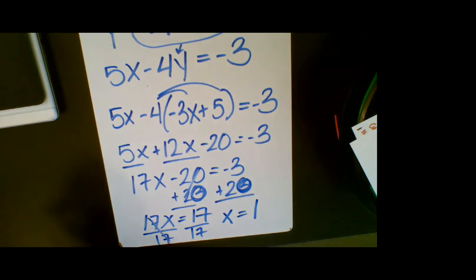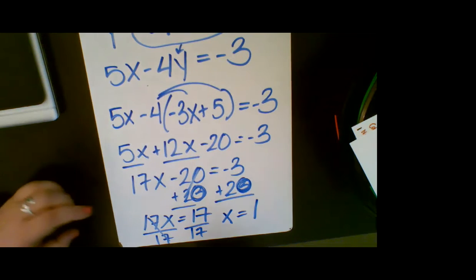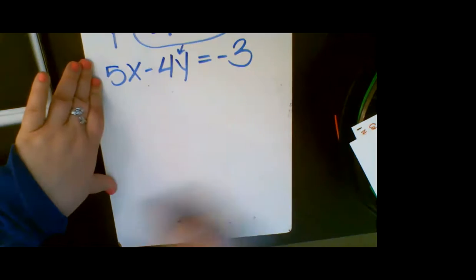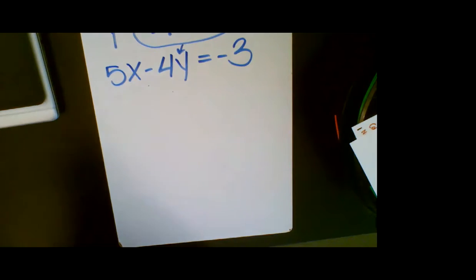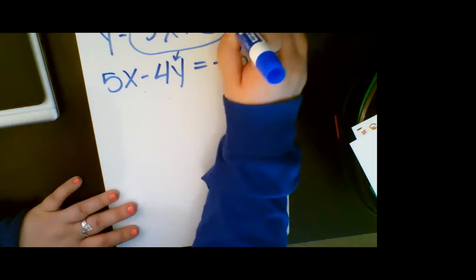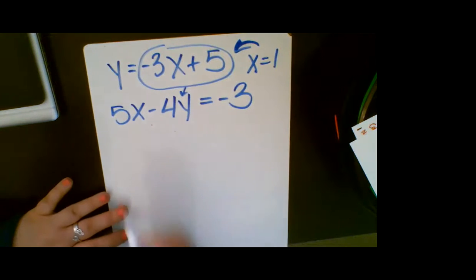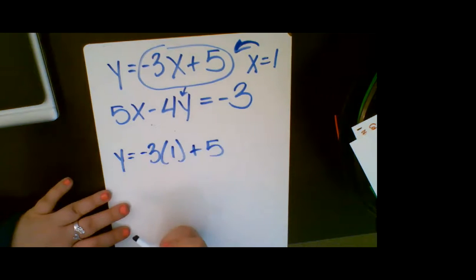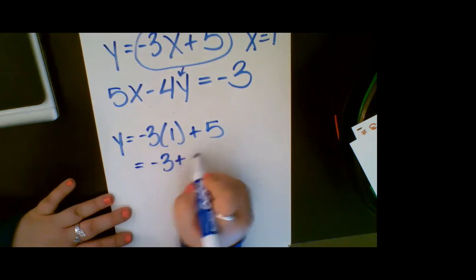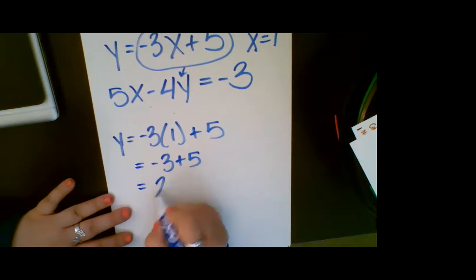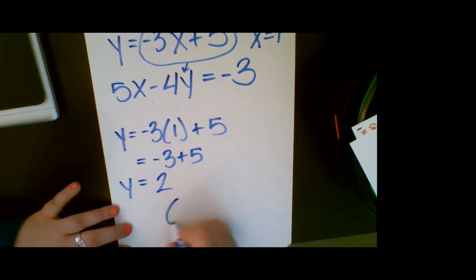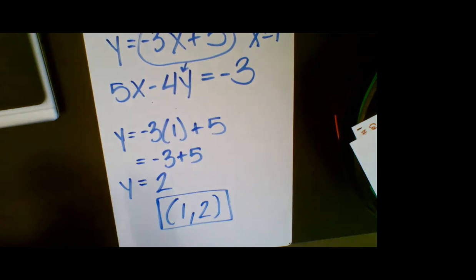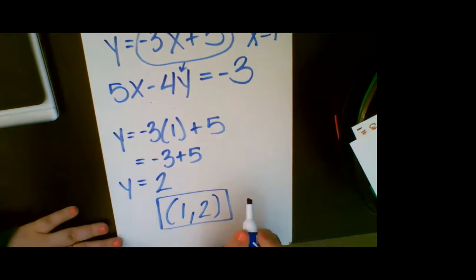I'm going to erase this so that we can solve for y, because we need y too, right? So x is 1, we need y. Plug in x equals 1 into either equation. I'm going to pick that one again because it's easier. Negative 3 times 1 is negative 3. Negative 3 plus 5 is 2. So we've got 1, 2. Any questions on the second example?